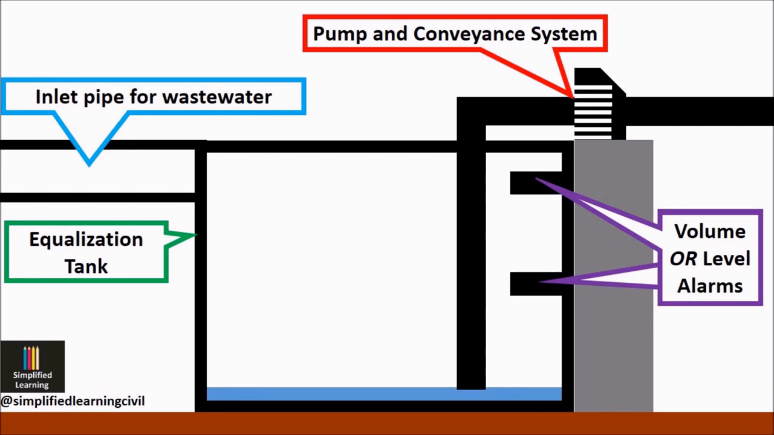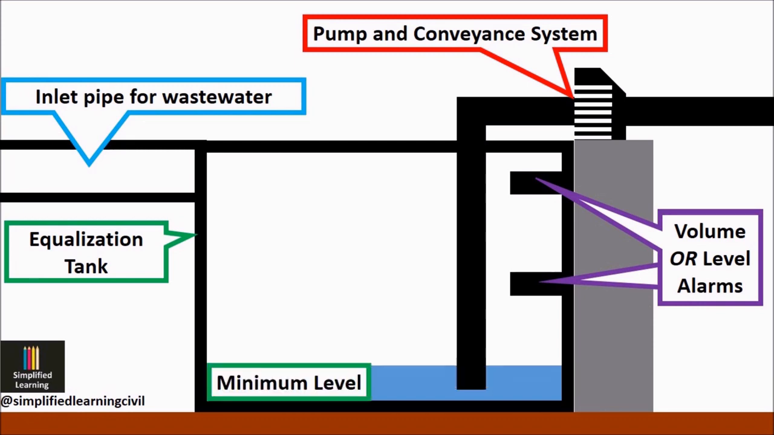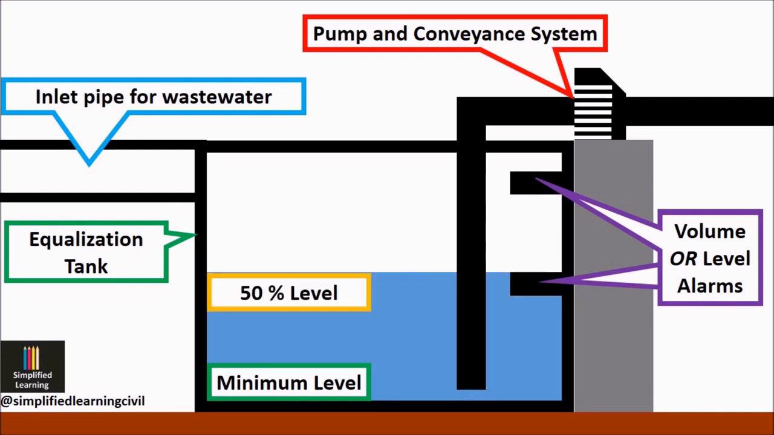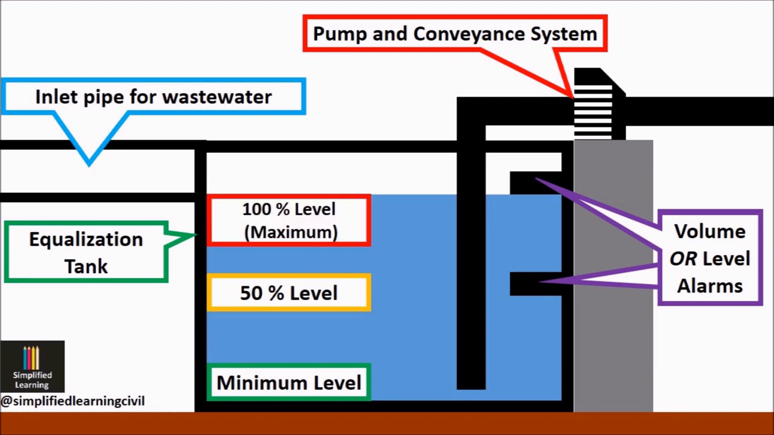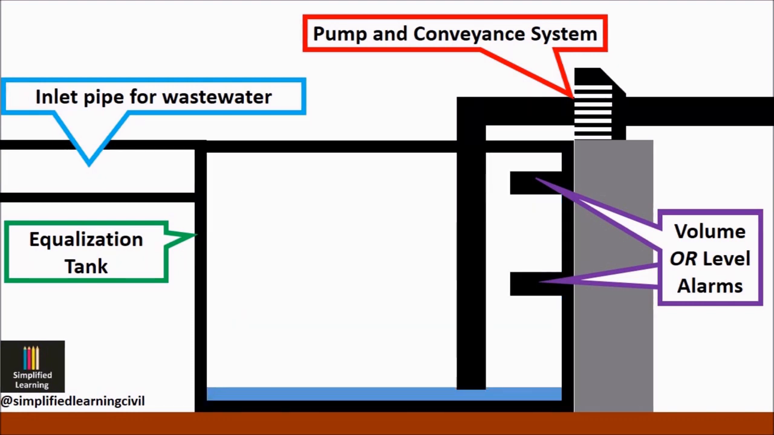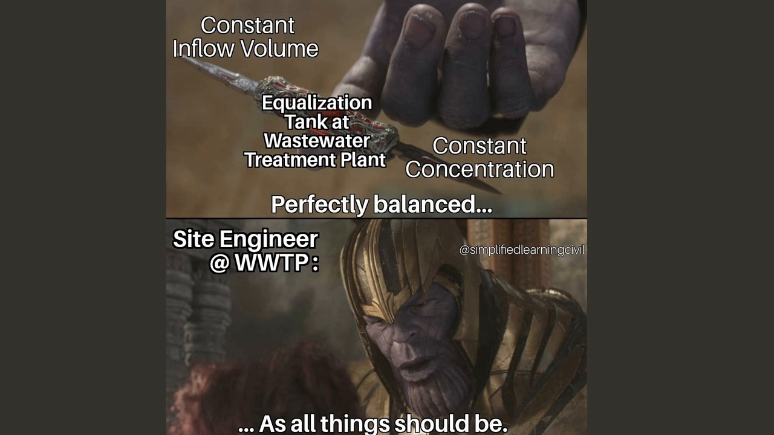Yes, the tank is automated for level indication because overflow or underflow needs to be kept in check. Otherwise, the units further in the process may get overloaded or underloaded. See, even Thanos agrees with the concept of flow equalization.